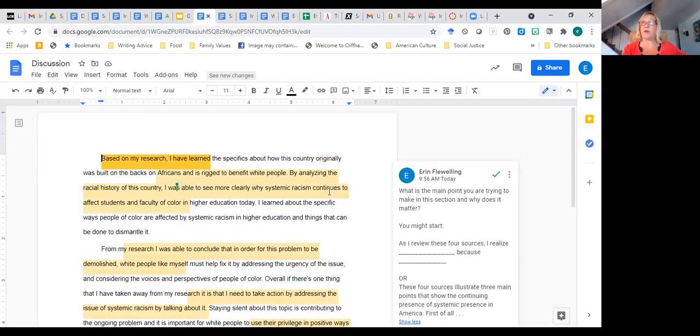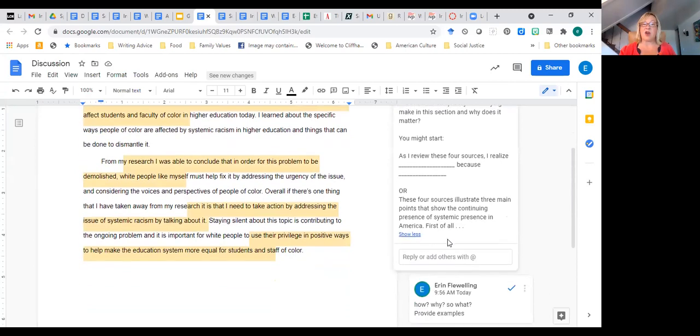keep in mind what the author said they were going to do. I'm going to talk about how it's present in America today, how it impacts higher education, and how to overcome it. But there are no specifics here. I was able to see clearly why systemic racism continues to affect students of color and faculty of color in higher education. No details, no so what.